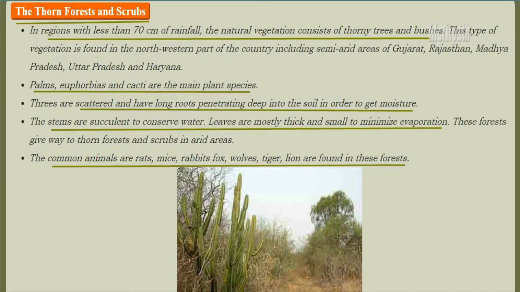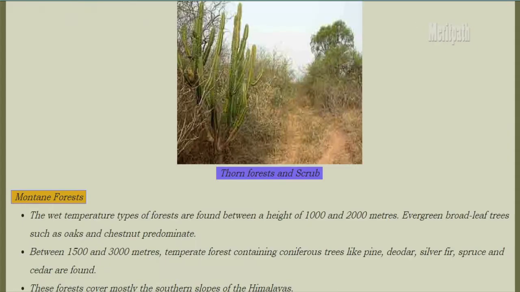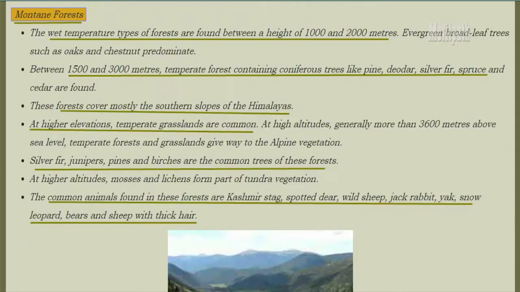So common animals found here are rats, mice, rabbits, fox, wolf, tiger, and lion. So in this image we see thorn forest and shrub.